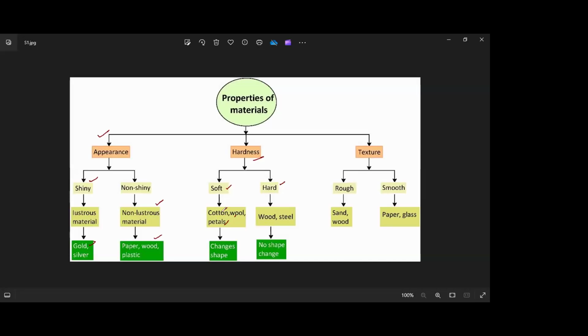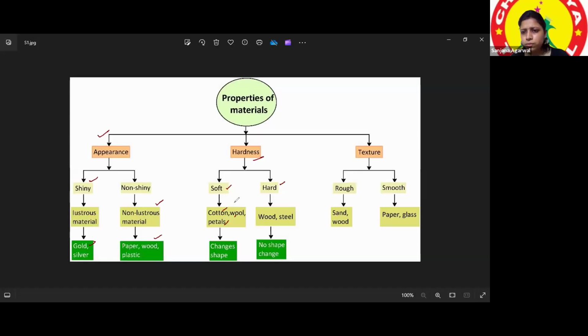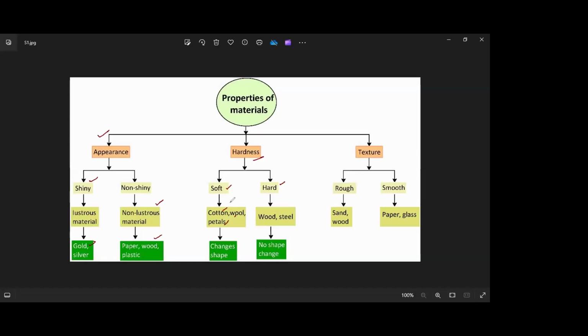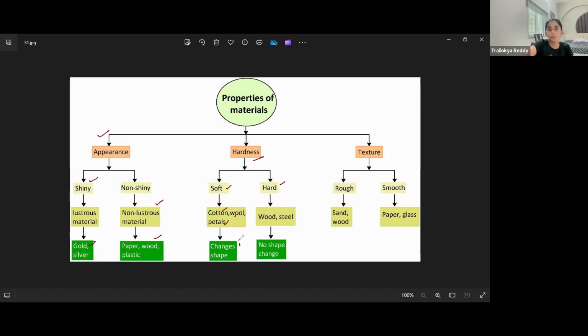Ma'am, clothes. Clothes, because we have written cotton and wool, it is understood. Ma'am, sponge. Speak loudly, Trilokya. Sponge, great, good, soft.